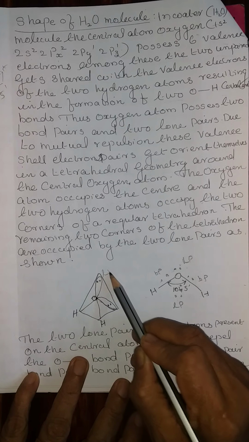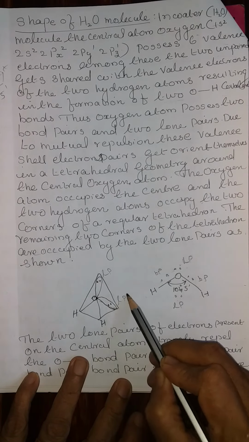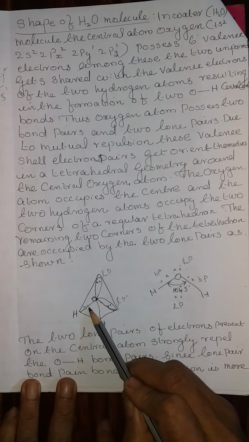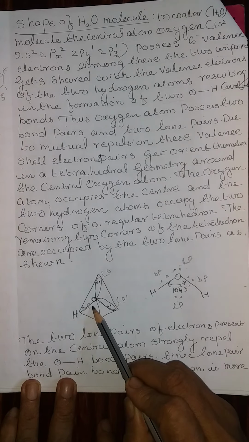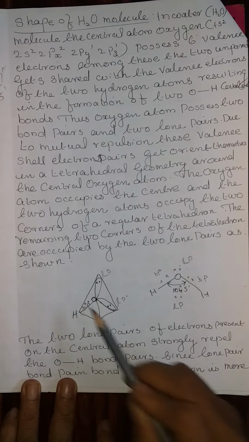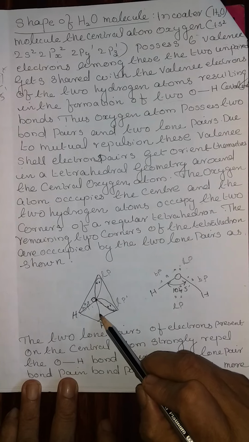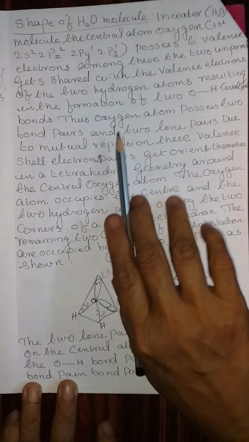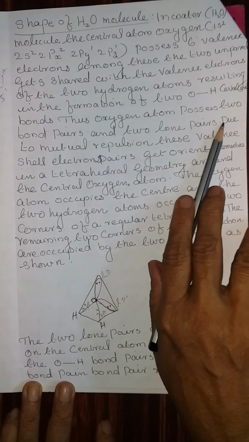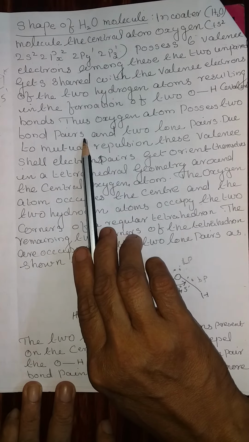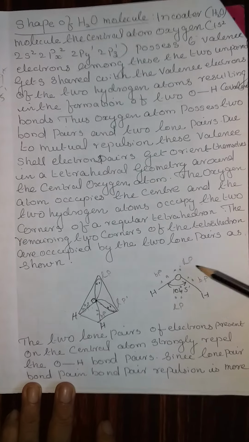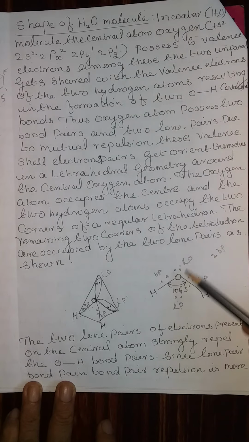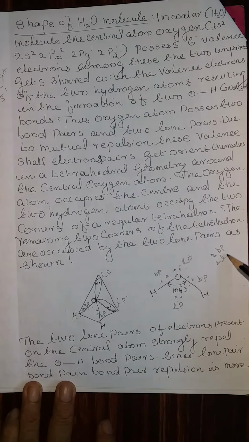This is one lone pair, and this is another lone pair. These are the bond pairs. Oxygen–hydrogen is a bond pair; the electrons in between are a bond pair. Oxygen–hydrogen, another one: these 2 electrons are a bond pair. Therefore, the oxygen atom possesses 2 bond pairs and 2 lone pairs.